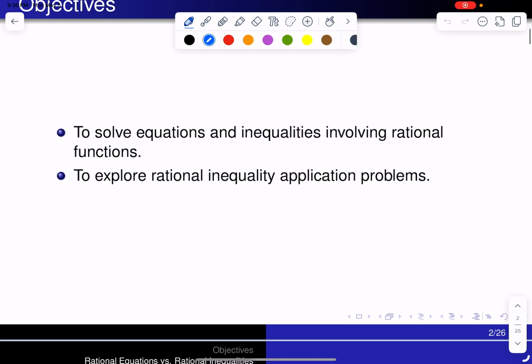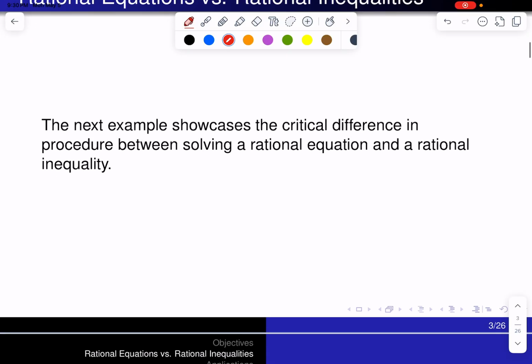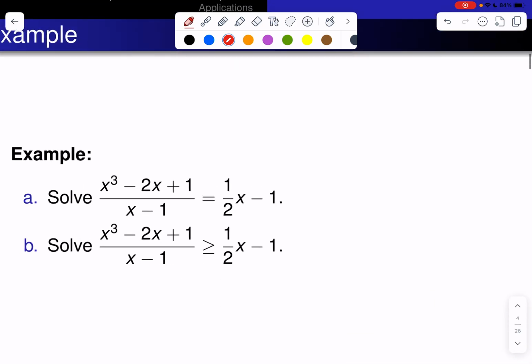4.3 is more, has nothing to do with graphing. It has everything to do with solving equations and inequalities involving rational functions, explore rational inequalities. So a couple things. Next example showcases critical differences in procedures between solving a rational equation and rational inequality. So let's start with rational equations.